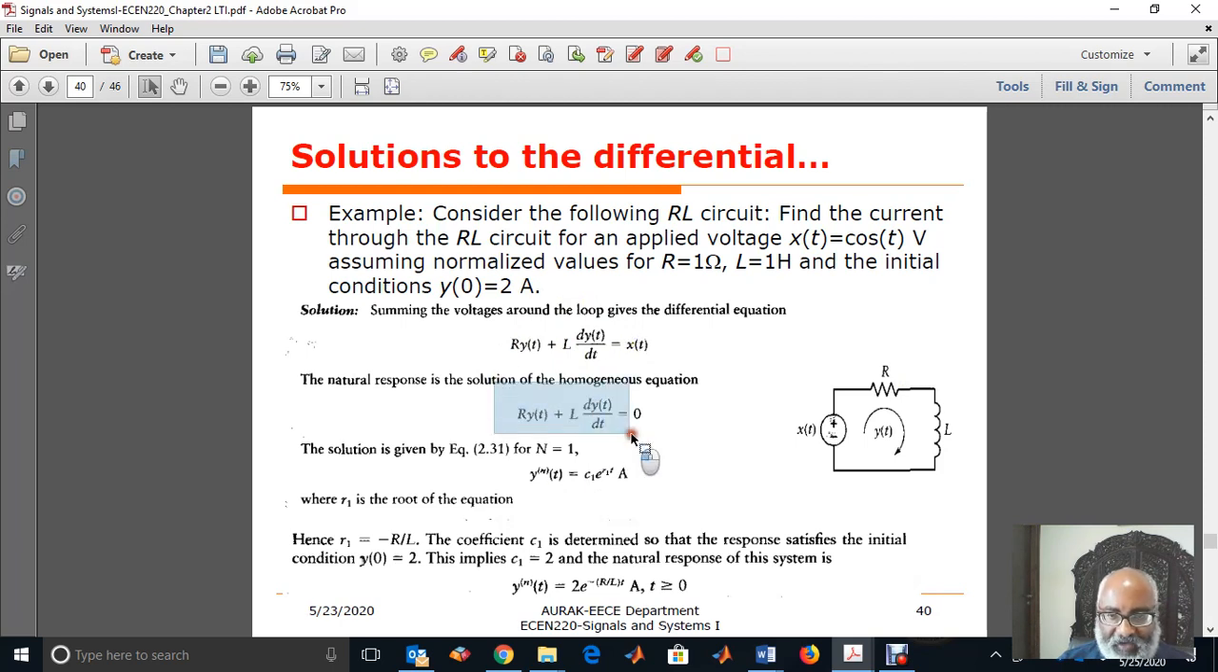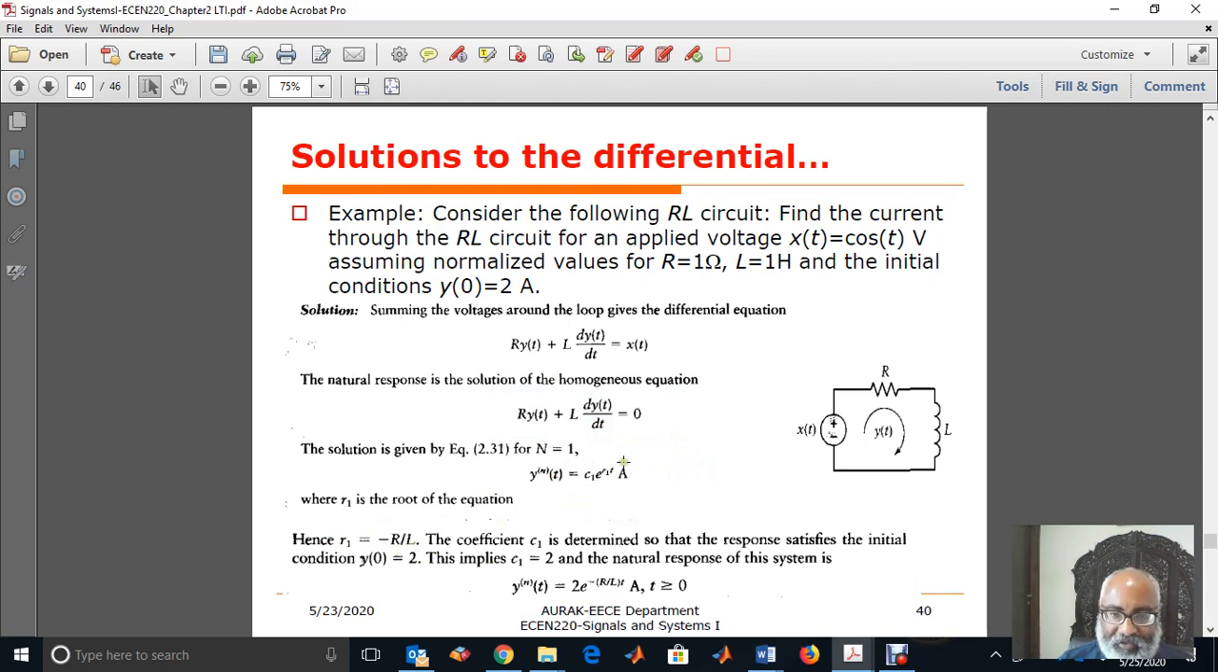Now we find the homogeneous solution by making the input equal to 0. From this, by solving the polynomial equation, we find r1; it will have one root, negative R over L.